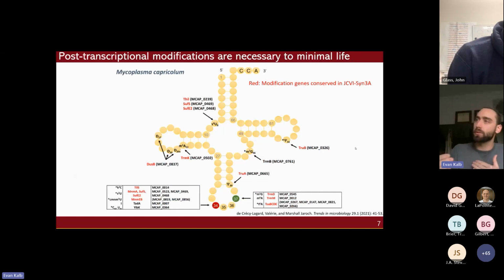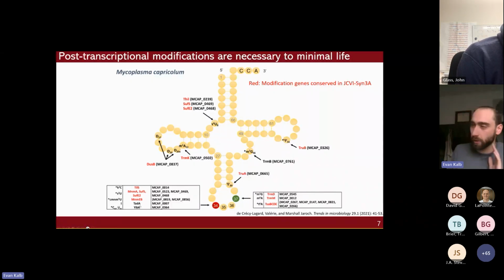Another thing that's really intriguing to me about this system is Mycoplasma capricolum and JCVI Syn3A kind of shed light on the importance of tRNA post-transcriptional modifications. tRNAs are very heavily modified. One of the things that I really like about this figure is that besides illustrating the shared post-transcriptional modifications between Mycoplasma and JCVI Syn3A, you can start seeing just how important these modifications are.